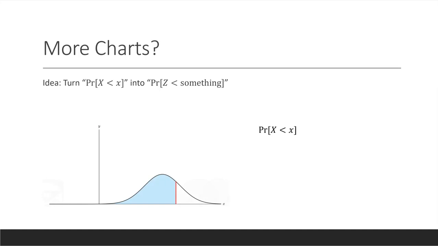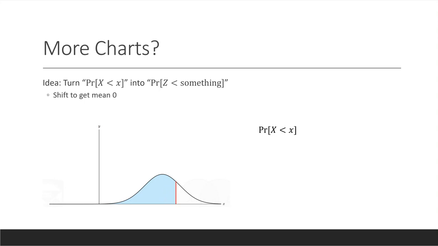Do we need to add more charts in order to calculate probabilities having to do with these general normal distributions? Luckily, no, we don't. The idea is that we can turn a statement such as the probability that X is less than x into the probability that Z is less than something. To see how to do this, let's start with this over here. So over here, we have a pictorial representation of the probability that X is less than x. In other words, we're trying to compute this area.